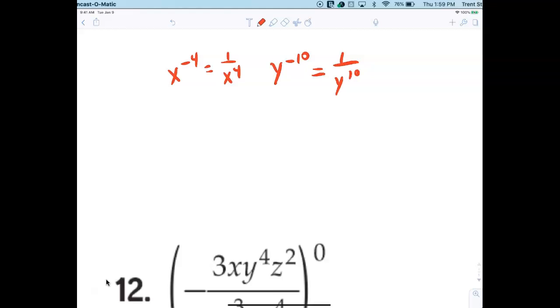One more time. I want everybody in unison. Thomas, I'm listening to you. What is z to the negative 6 the same as? 1/z to the 6th. That's how simple it is. If you have a negative exponent, you move it.